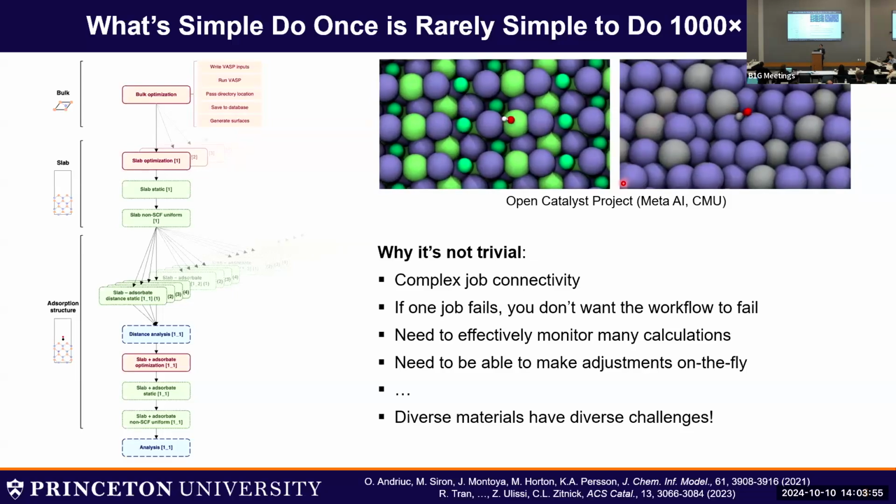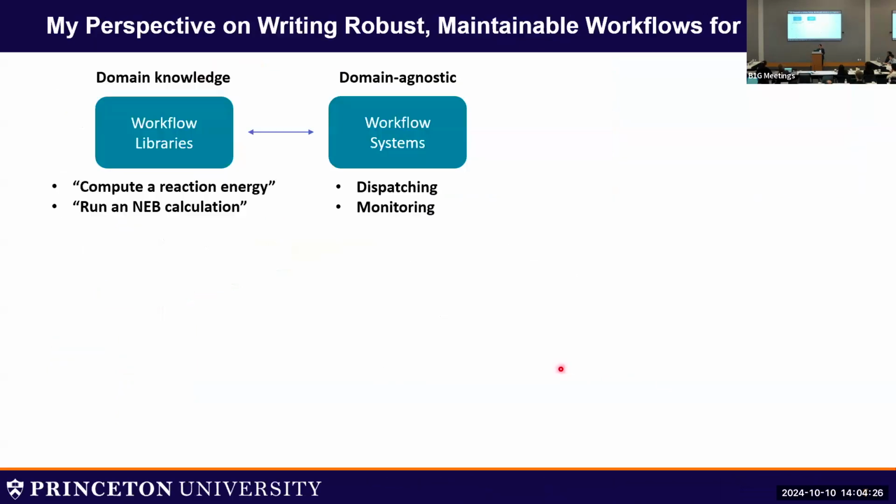And the challenges here from a workflow and software perspective is that we have this complex job connectivity, right? We have these dynamic jobs that are ill-defined. This workflow, or this directed acyclic graph of jobs, is ill-defined until we start running those calculations. If one of those jobs fails, you don't want the whole workflow to fail. You need to effectively monitor many of these calculations so that if some of them fail, you can relaunch them. You need to be able to make adjustments on the fly. You need, in general, if you're studying thousands of materials, we have diverse materials that have also diverse material challenges.